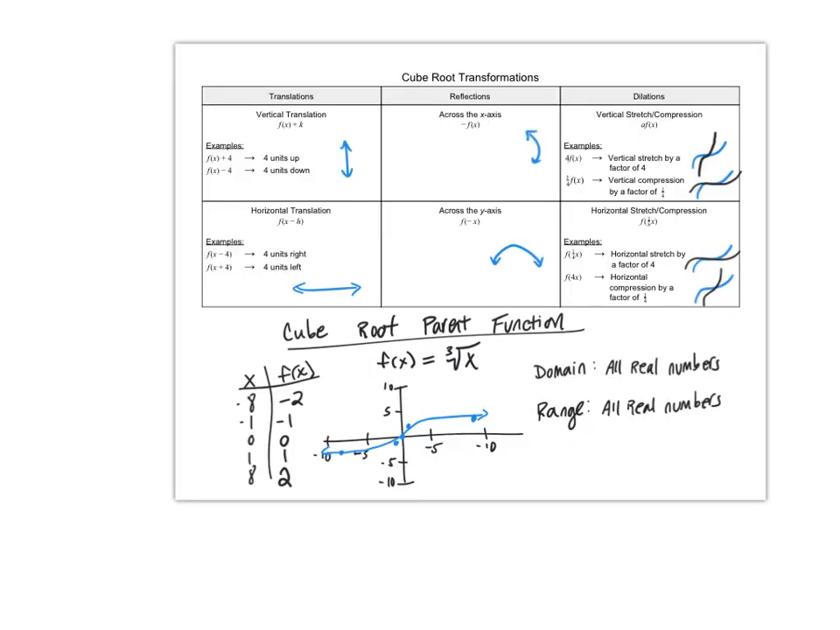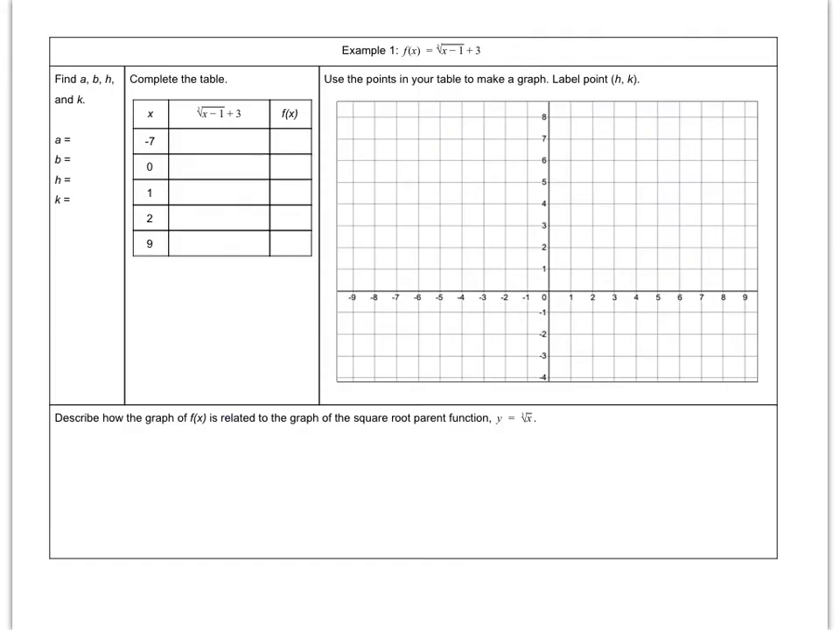So now that we've reviewed the basics of cube root functions and we've spent a little bit of time on the cube root parent function, let's take what we know about transformations and apply that to the graphs of cube root functions. So we've got an example here. Our first example is f of x equals the cube root of x minus 1, plus 3. And I've chosen some values here to check out.